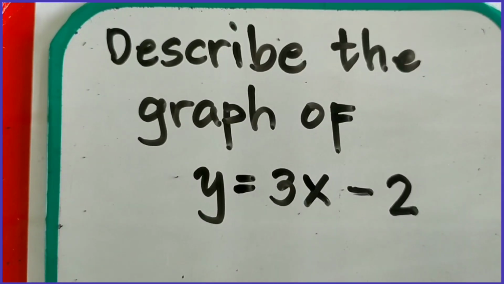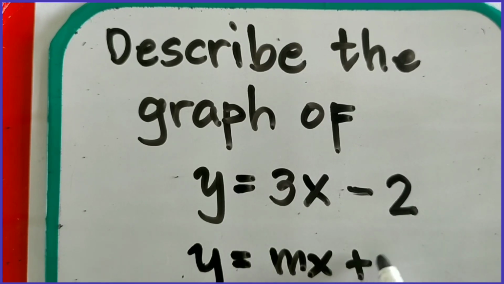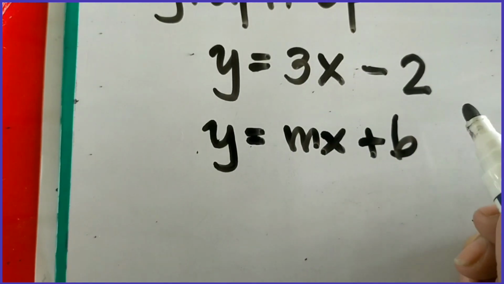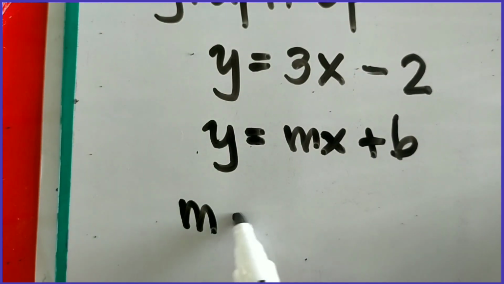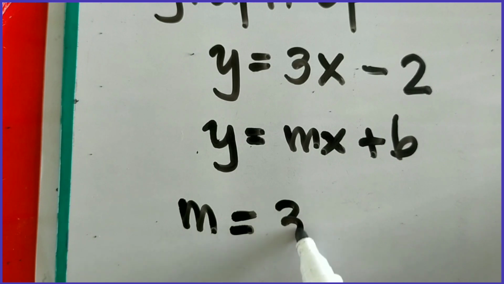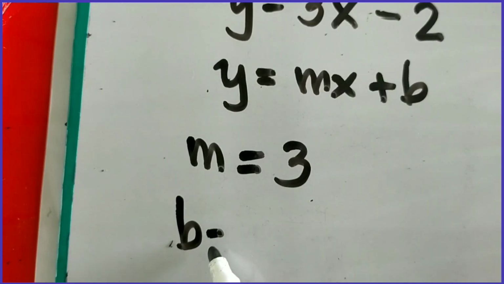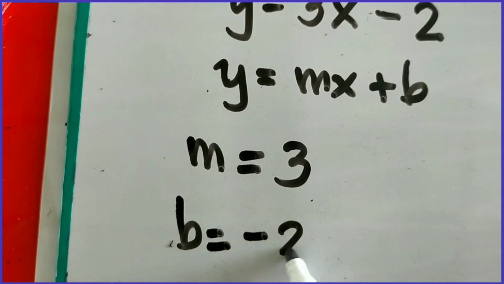Next example. Describe the graph of y equals 3x minus 2. Notice that our equation is in the slope-intercept form, which is y equals mx plus b. Our slope from this equation is positive 3, and our y-intercept b is equal to negative 2.